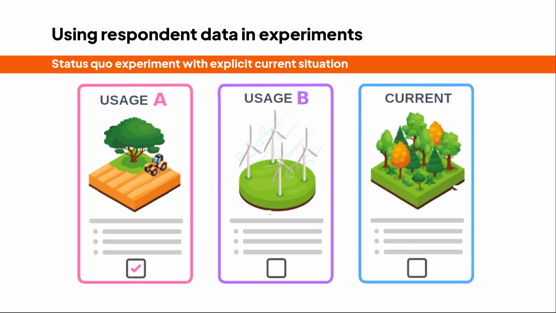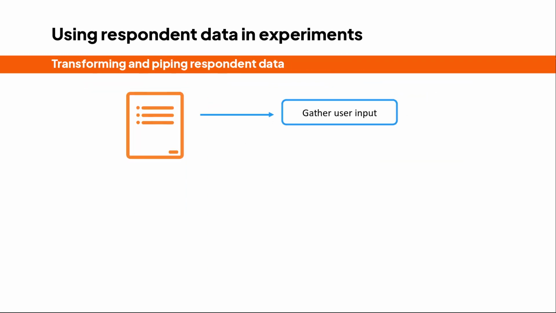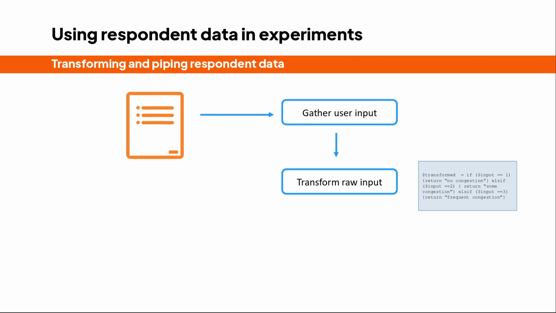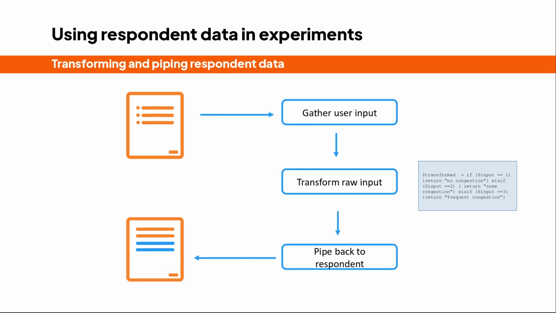alternatives. This is a little bit more complicated as we first need to extract this information from the respondent, potentially transform it, and then display it back to them. So for the first part of this video, we'll just look at extracting, transforming, and piping data back to the respondents. Then using what we've learned, we'll apply this to the experiment.